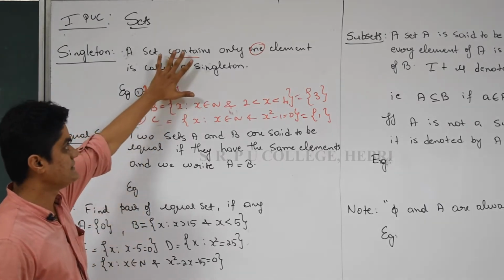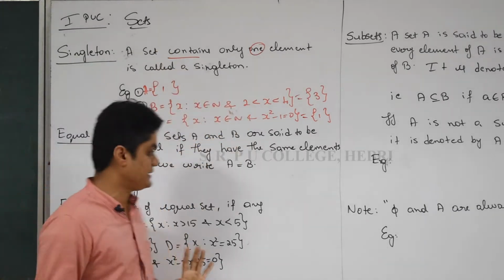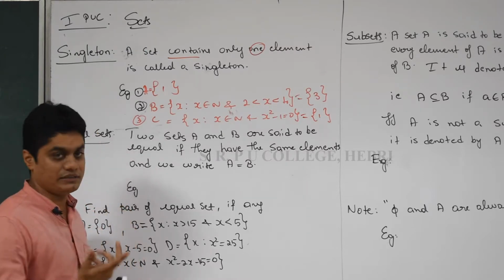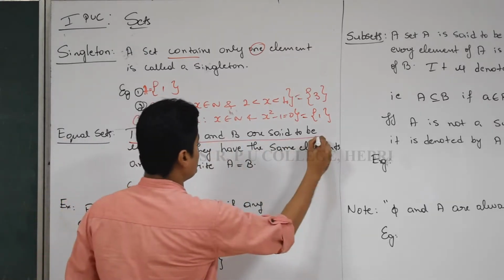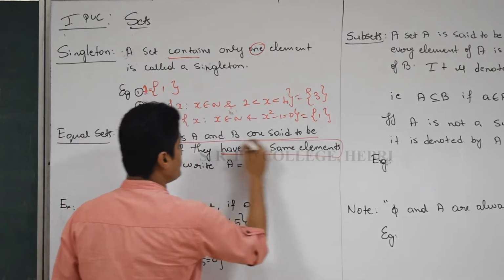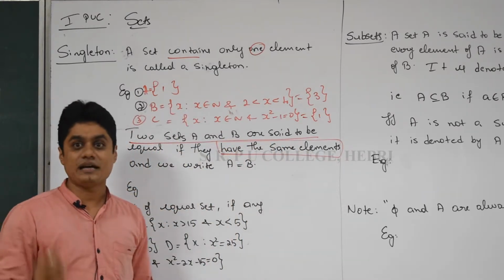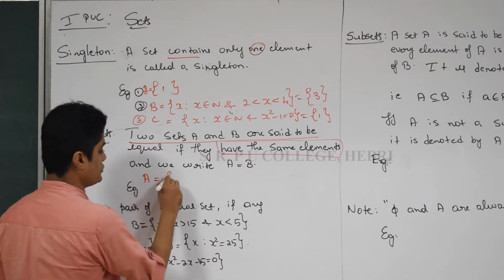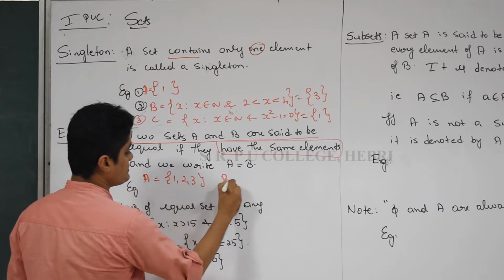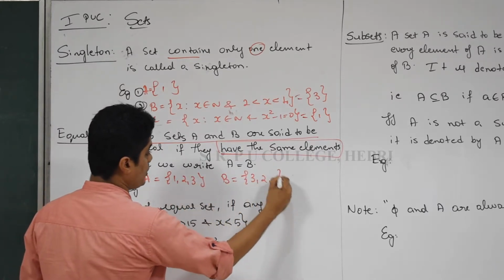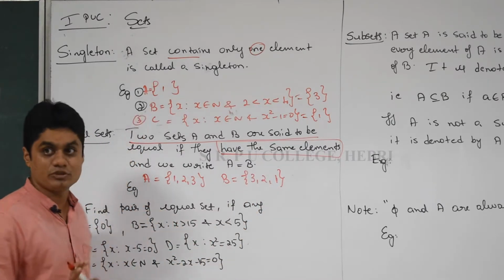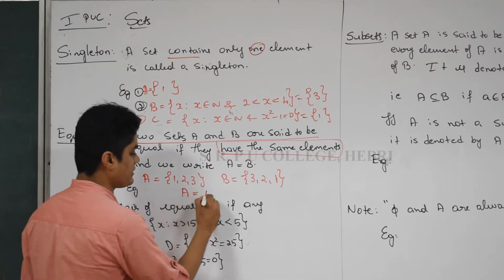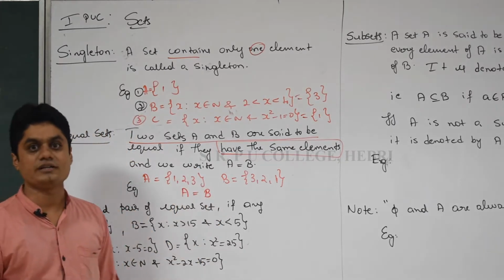So the definition of singleton is easy: a set with a single element. That's it. Now, equal sets. Two sets are said to be equal if they have the same elements, no other possibilities. For example, if A is equal to 1, 2, 3 and B is equal to 3, 2, 1, don't worry about the order, but the elements present in both sets should be the same. Then definitely I can write A is equal to B.